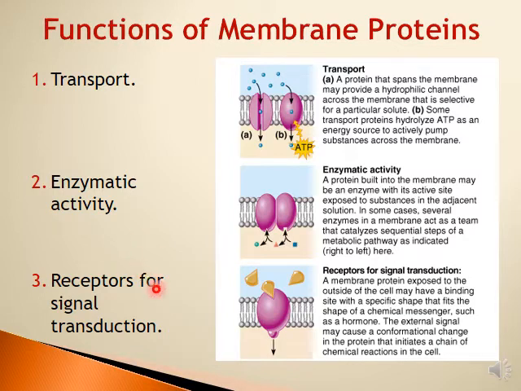Another important function for membrane proteins is their ability to act as receptors for signal transduction. And the best example I can give is the receptors for acetylcholine, one of the most commonly used neurotransmitters by our nervous system. And in order to produce its effect on the target cells, it should bind to specific receptors. We call them the cholinergic receptors.